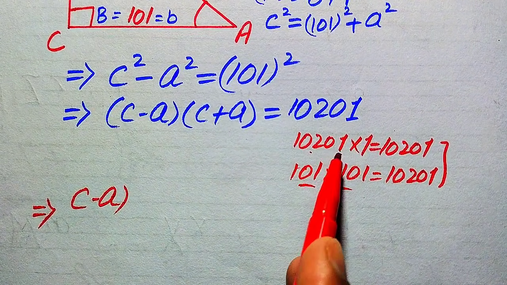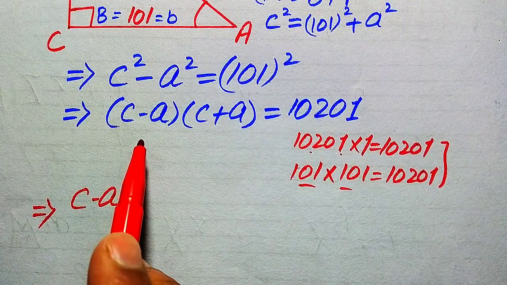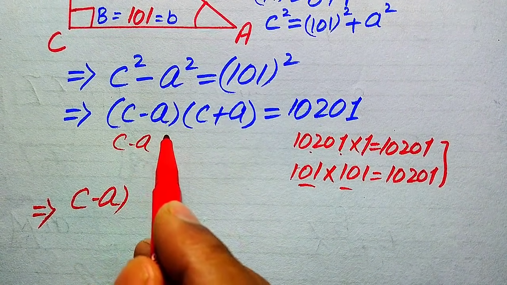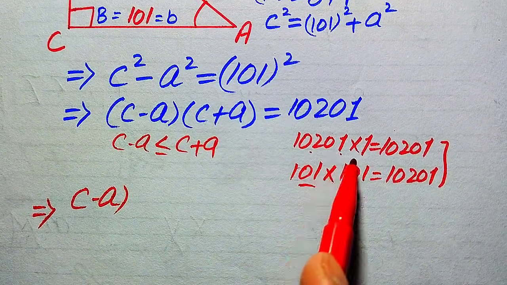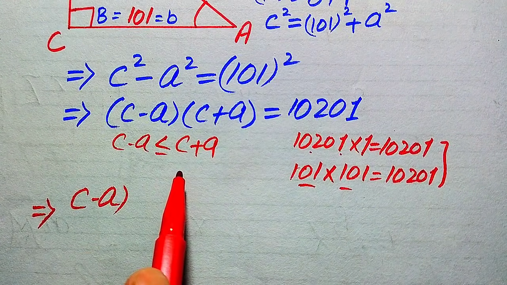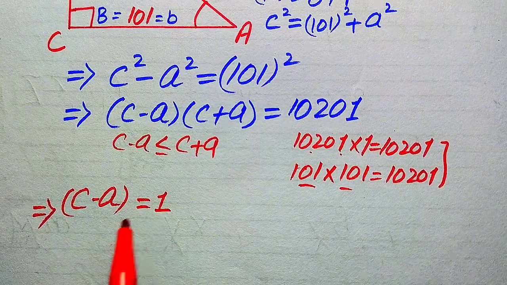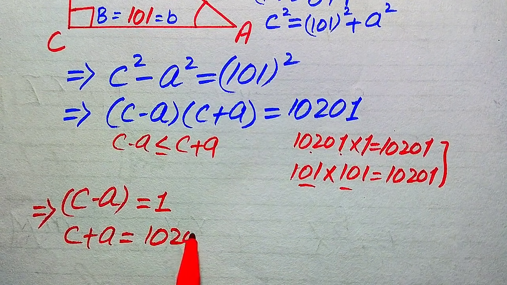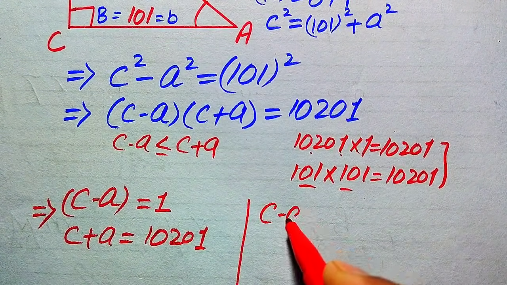When you compare these two values, you know that c minus a is always less than or equal to c plus a, so we choose the smaller value equal to the smaller and the greater value equal to the greater value, so that here we can take c minus a equals 1 and c plus a equals 10,201. So this is our first case.